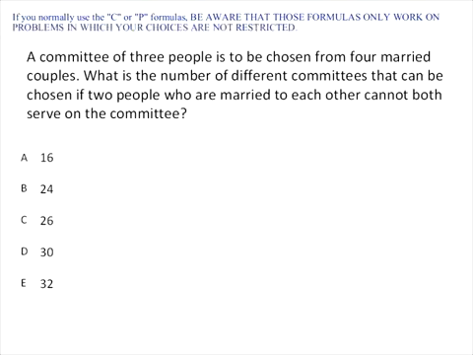In this case, if you have a restriction, such as two people who are married to each other cannot both serve on the committee, this is going to render those C and P formulas invalid. You're not going to be able to use them because of this restriction. You can't use the formulas.